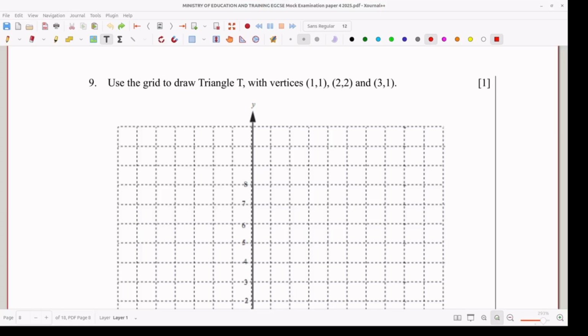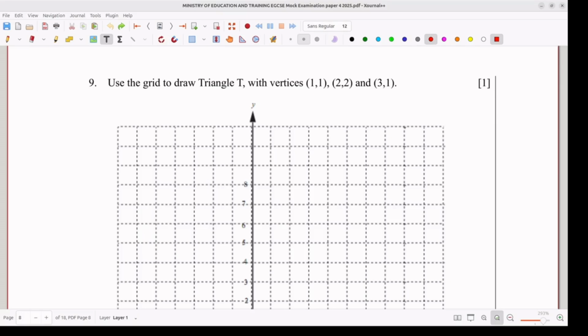In this video, we are going to solve a question on transformation from the EGCSE 2025 mock examination paper 4, and this is question number 9.